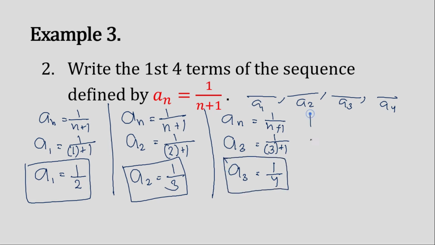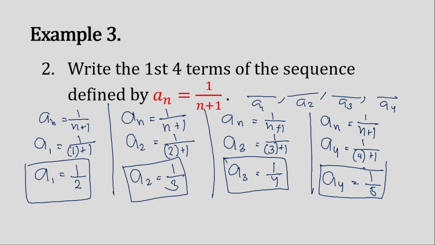Now for the fourth term, just copy the formula a sub n equals 1 over n plus 1. So we have here a sub 4 equals 1 over 4 plus 1. So a sub 4 is 1 over 5. So our first four terms are 1 half, 1 third, 1 fourth, and 1 over 5. Let's go to the last example.